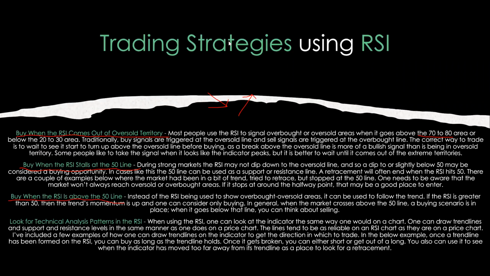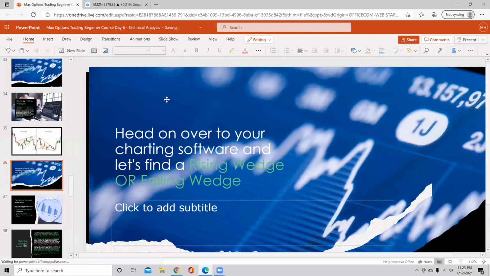You can buy when the RSI is above the 50-yard line at any time. So instead of it being used to show overbought and oversold, if the RSI is greater than 50, then normally the momentum is still upward, and it can be considered a buying zone at any time. And then a lot of people don't know, but you can have TA patterns in the RSI just like a normal chart. You can draw trend lines. You can draw head and shoulders and double bottoms in RSI. I do it all the time. These are the 4 ways you're going to make money using the RSI. Let's head on over to our software and use the RSI real quick.